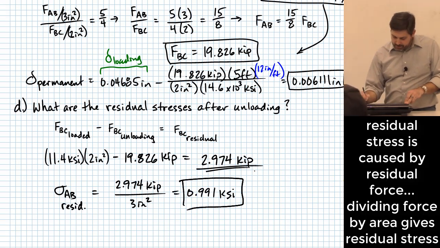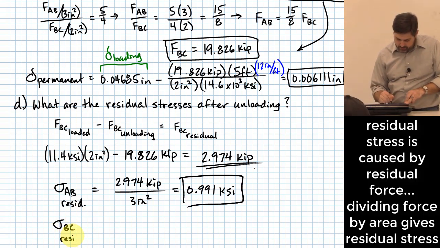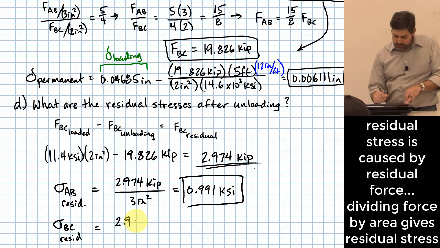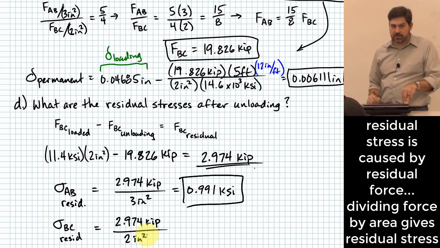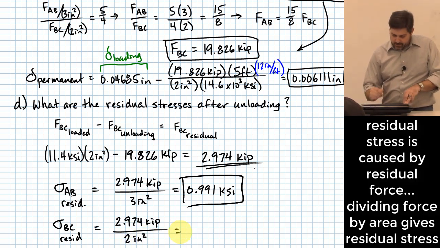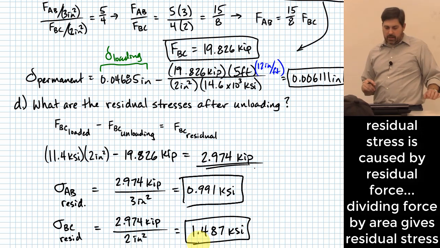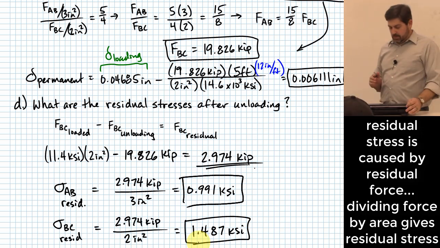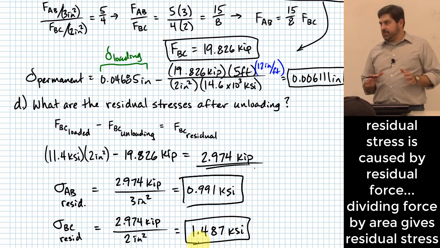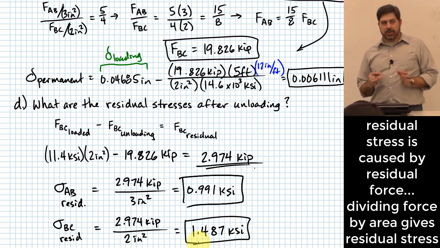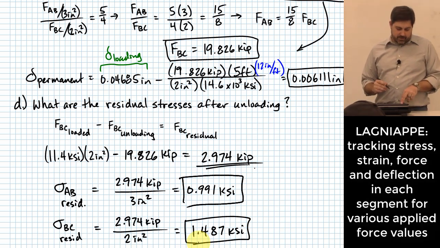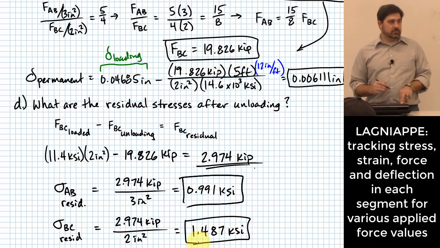What about sigma BC residual? Same number for the force, 2.974 kips, divided by, for this one, only 2 square inches of cross-sectional area. And so that gives me 1.487 ksi of residual stress in piece BC. Questions yet on the process there? Okay. I have something just a little bit extra for y'all.